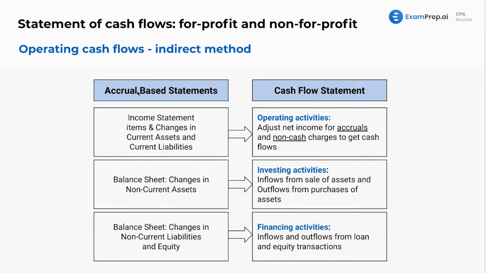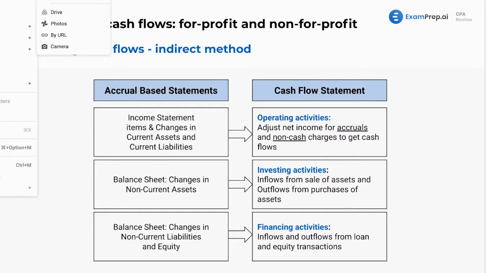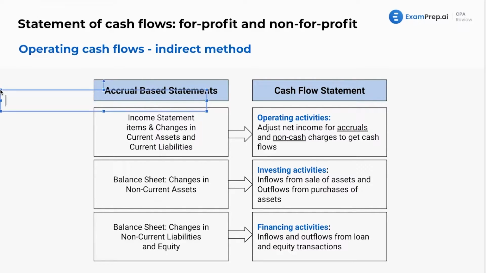So we are going to adjust net income for accruals and non-cash charges to get cash flows. Really, all this is going from accrual-based net income to cash basis. It's slightly different, but that's the absolute best way to describe it. Because I'll run through a little bit right here for you. Why not? Let's talk it through.